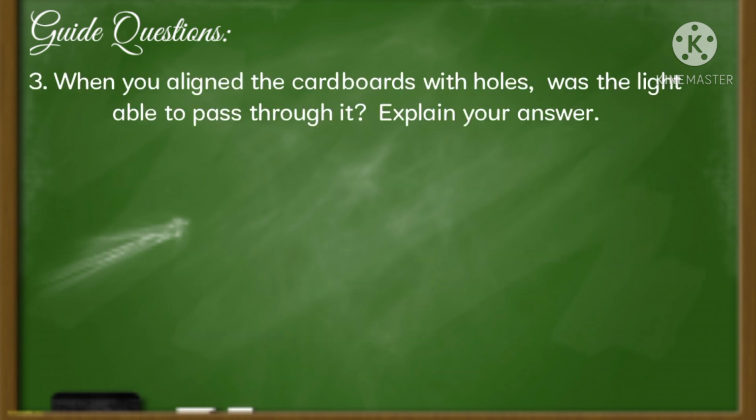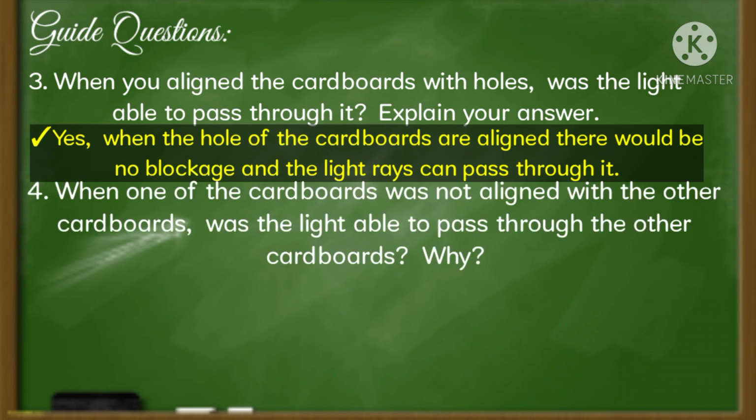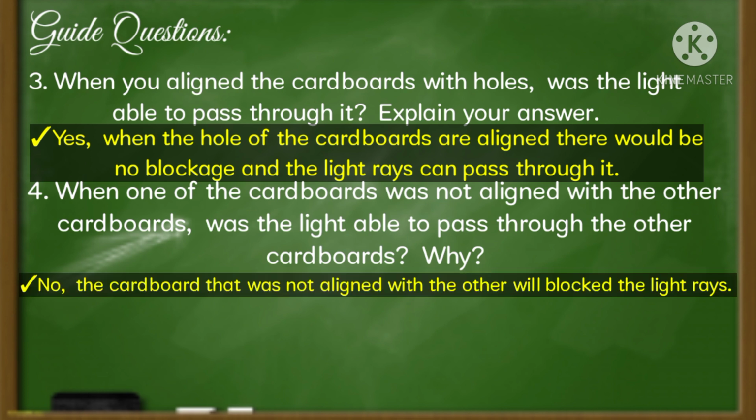3. When you aligned the cardboards with holes, was the light able to pass through them? Yes, when the holes of the cardboards are aligned, there would be no blockage and the light rays can pass through. 4. When one of the cardboards is not aligned with the other cardboards, was the light able to pass through the other cardboards? Why? The answer is no. The cardboard that was not aligned with the others will block the light rays.